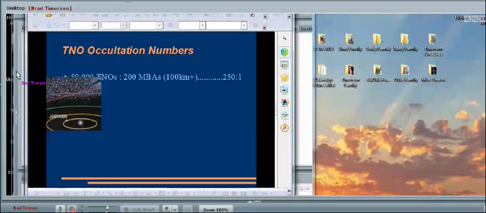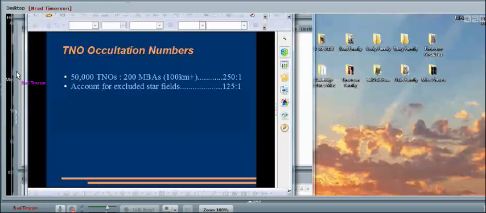That number drops to 50,000, or 250 for every main belt asteroid, if in all likelihood discoveries are not possible in crowded star fields. Those excluded fields also contain a lot of stars for which there will be no TNO predictions for many years. This reduces the ratio of potential occultations to 125. Finally, in allowing for a 16 times lower rate of apparent motion compared to main belt asteroids, the ratio ends up at 8 to 1.